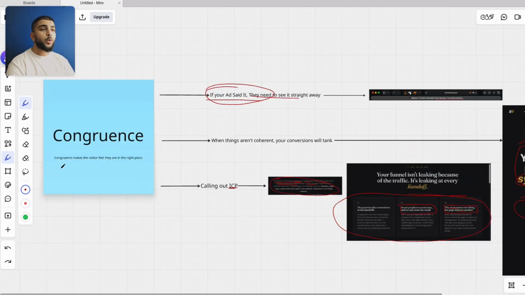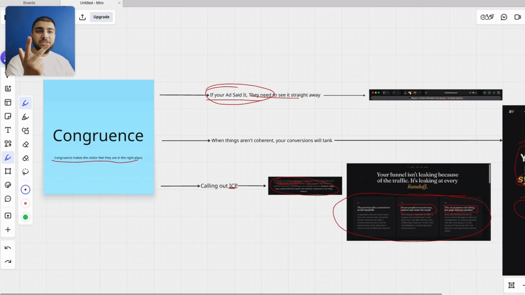Now we're going to quickly go over congruency as a whole. Congruency makes a visitor feel as if they are in the right place. I'm going to tell you 3 things, and it basically puts all of this into a simplified manner. I want you to write these 3 things down. First, the eyebrow text should call out the exact ICP from the ad. Use their language, not yours. The headline should mirror the core promise from the ad or advertorial, not introduce a new one.